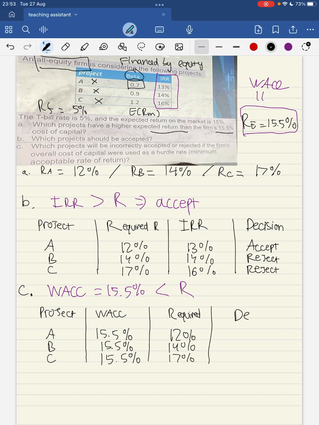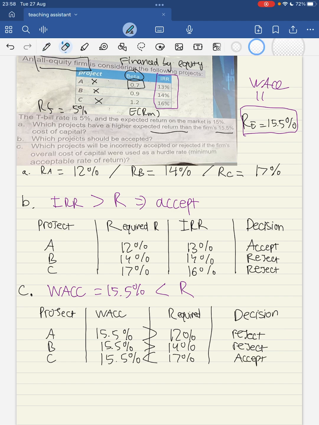And the decision. So based on our criteria, if the weighted average cost of capital is smaller than R, then we accept. What to do with Project A? WACC is 15.5%, which is higher than R, so we reject it. Project B, 15.5%, again greater than 14%, so we also reject it. And for Project C, WACC is 15.5%, and it's much smaller than 17%, so we accept it.